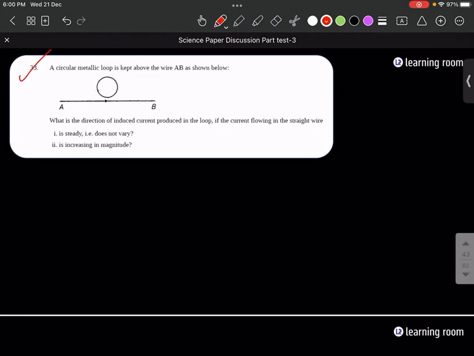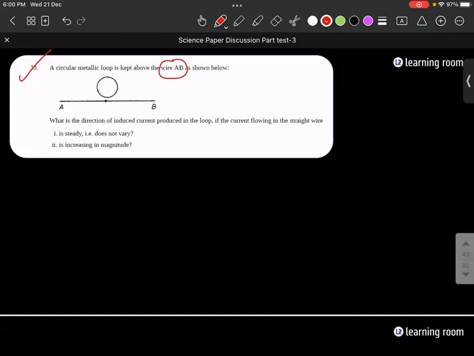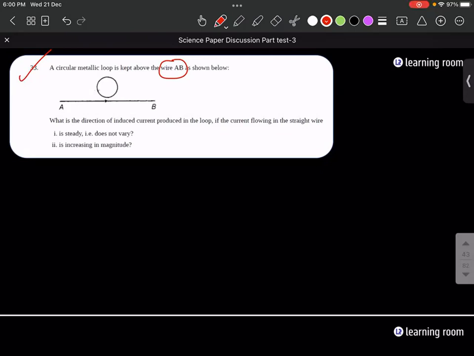(33) A circular metallic loop is kept above the wire AB as shown. What is the direction of the induced current produced in the loop if the current flowing in the straight wire is steady and does not vary? Here the answer will be nothing, because the current is steady. When a steady current is flowing, there is no change in magnetic field. No change in magnetic field will not generate any induced current. So it is nothing.